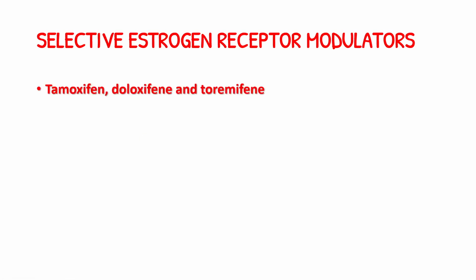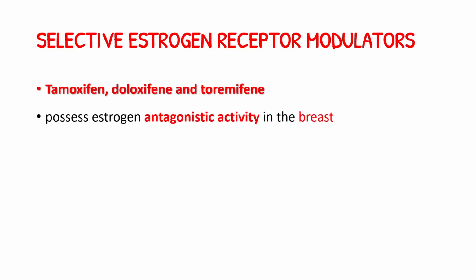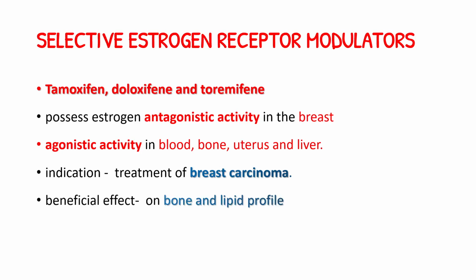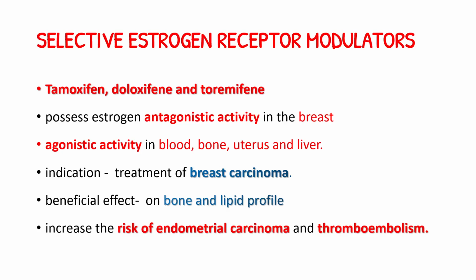Coming to tamoxifen, deloxifene, and toremifene, these drugs possess estrogen antagonistic activity in the breast and agonistic activity in the blood, bone, uterus, and liver. Since it has antagonistic activity on the breast, it can be used in the treatment of breast carcinoma. It has beneficial effects on bone and lipid profile, but it increases the risk of endometrial carcinoma and thromboembolism.